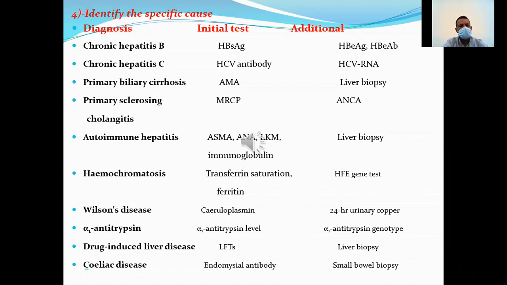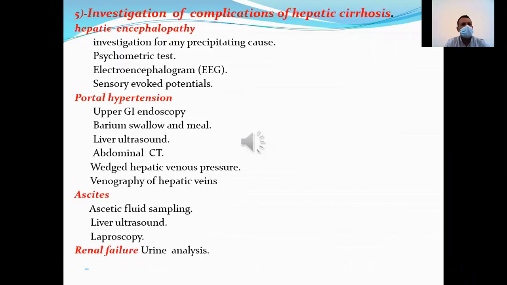A drug-induced hepatitis, we look for liver function test or liver biopsy. Suspicion of celiac disease associated with liver disease, we do specific TTG or endomysial antibody or antigliadin antibody assay or OGD to take a biopsy. Other investigations are to assess the complications of liver disease.